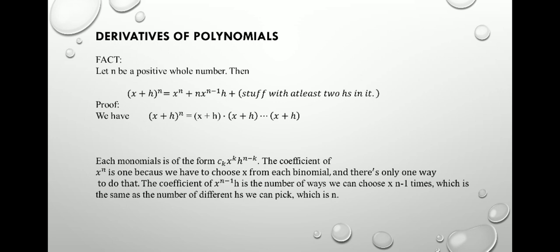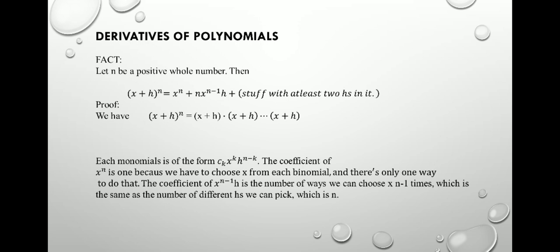In derivatives of polynomials, we have a fact: let n be a positive whole number, then the quantity x plus h to the nth power is equal to x to the n plus n x to the n minus 1 power h plus stuff with at least 2 h's in it. The proof: we have the quantity x plus h to the n power is equal to the quantity x plus h multiplied by the quantity x plus h and so on.